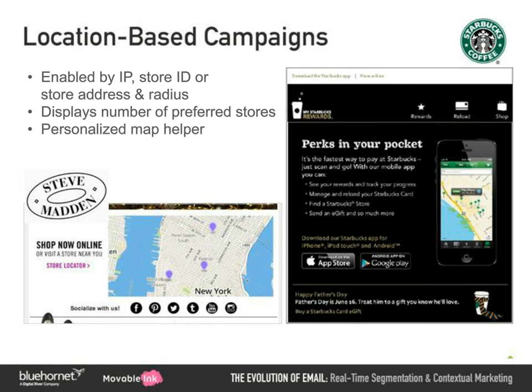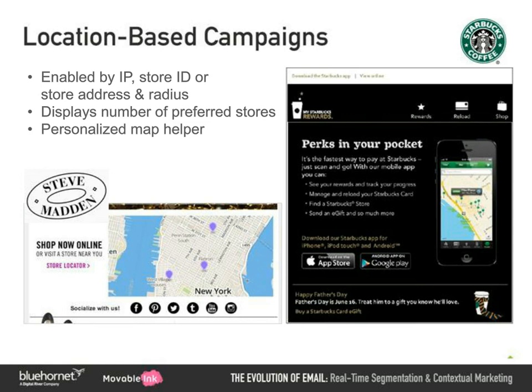This example is great because not only do they highlight the 3 closest stores to me, but they also provide a map helper text to the left. So if I don't want to shop one of those stores, I can easily go online to their store locator right from this email and find another store to shop, or even shop online if I choose to do so.